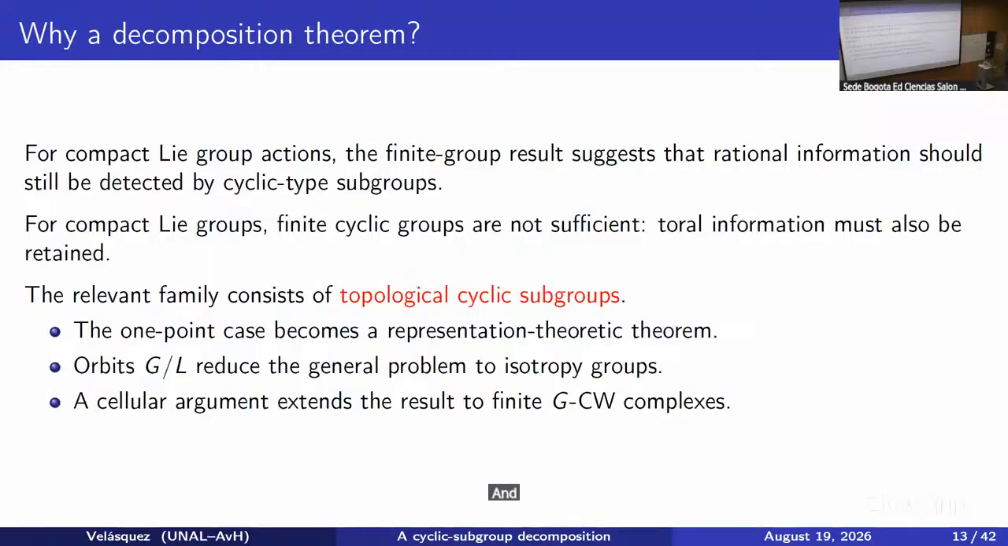And what is the idea? The idea is again a finite decomposition that is true in the one point case. Then try to extend this to orbits and then apply induction on cells to extend the results to finite GCW complexes. We can think of these GCW complexes like, for example, manifolds, smooth manifolds with a smooth action of the Lie group.